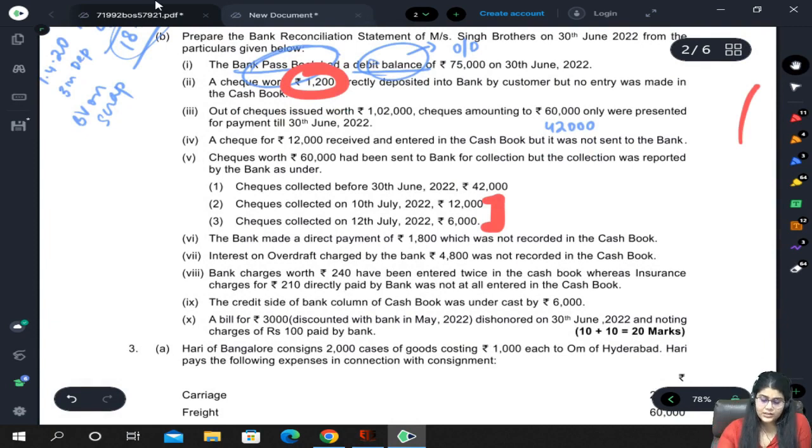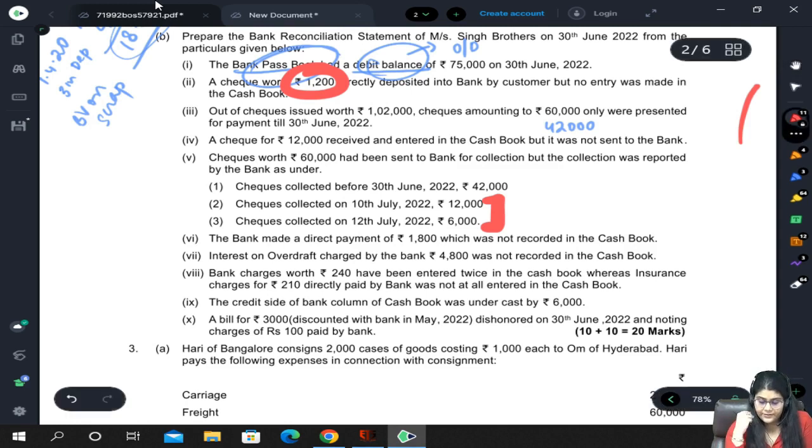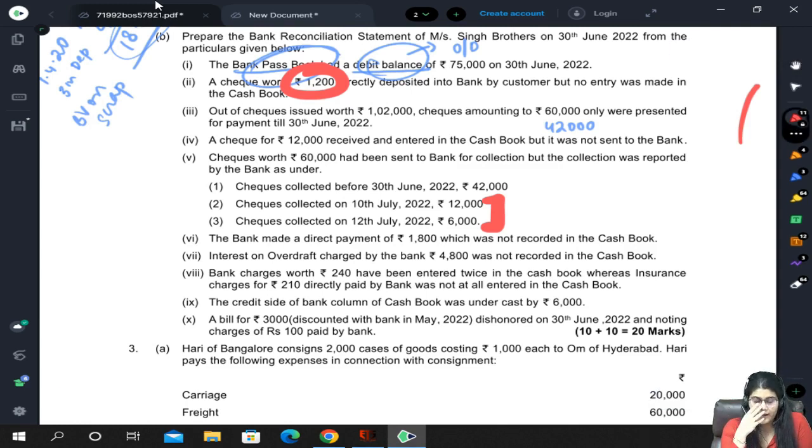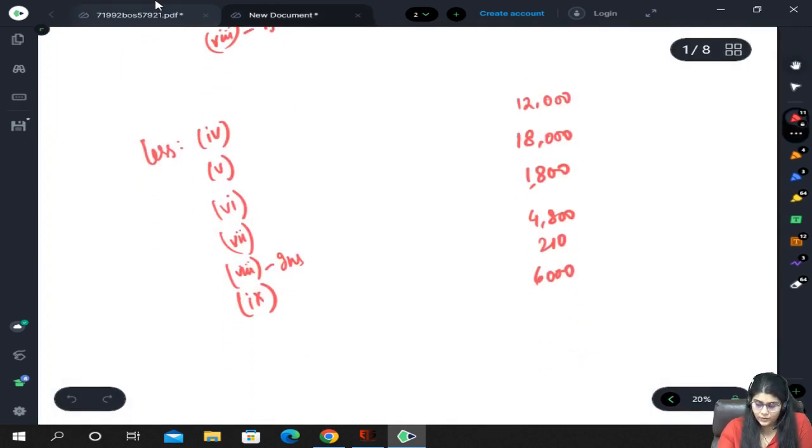Lastly, a bill for 3,000 discounted in May was dishonored on 30th June and noting charges of 100 paid by bank. So basically this means what happens when we dishonor a bill, when a bill is dishonored by someone, the bank will charge us the amount and they will also charge us the noting charges. Noting charges are basically the charges that the bank has to incur for noting that this bill has been dishonored. Okay. So a total of 3,100 is owed by us to the bank. So again, the bank knows about this. However, we do not know about this yet in our cash book. So this also we will be subtracting.